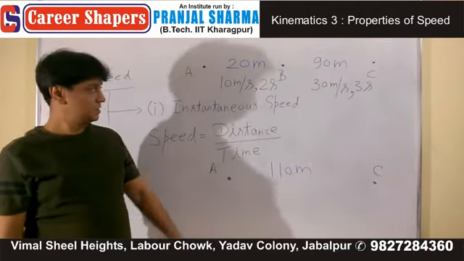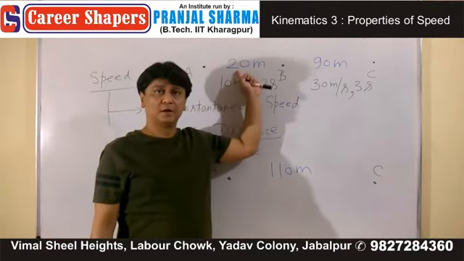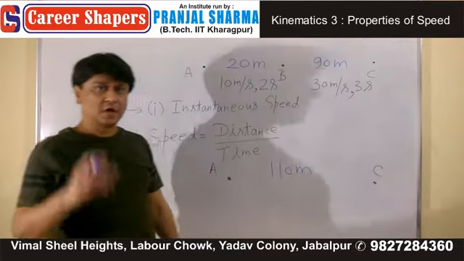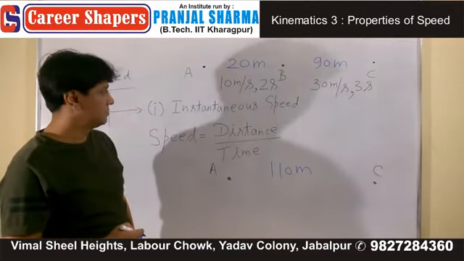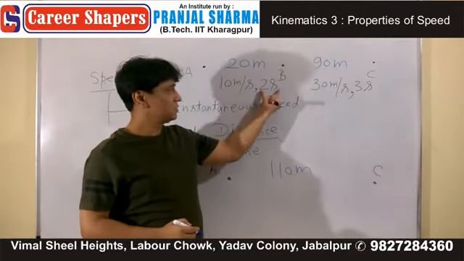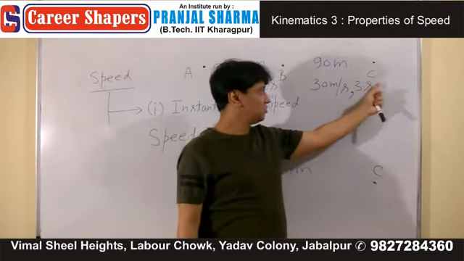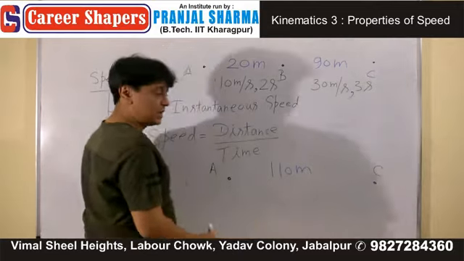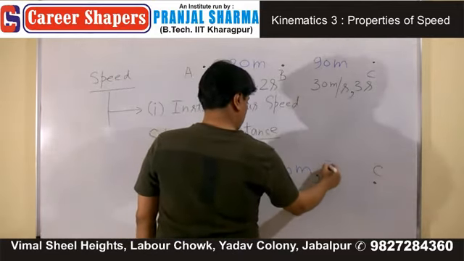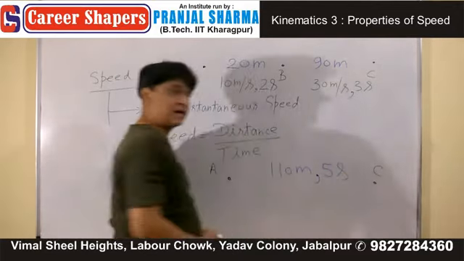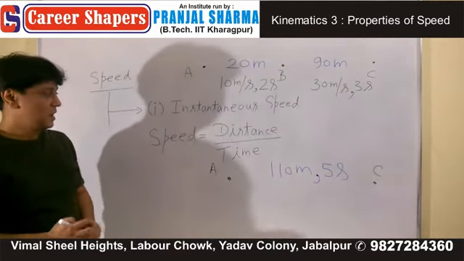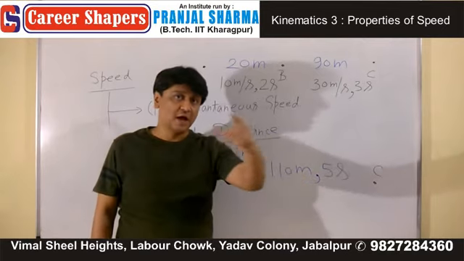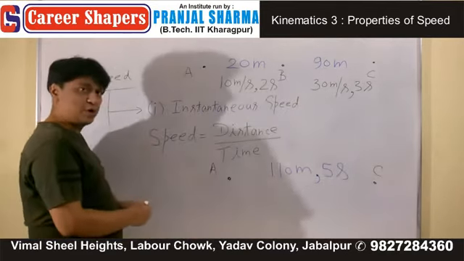I hope you can see it. 20 plus 90, 110 meters. In what time? A to B, 2 seconds. B to C, 3 seconds. What is the total time? 5 seconds. A distance of 110, a total time of 5 seconds. And then if I ask you, what is speed?